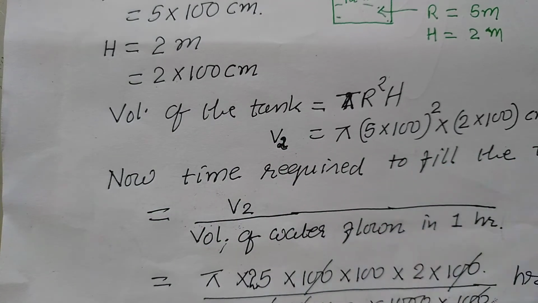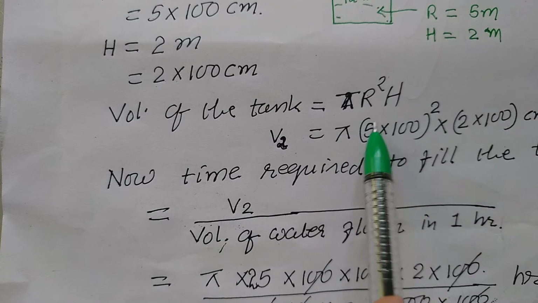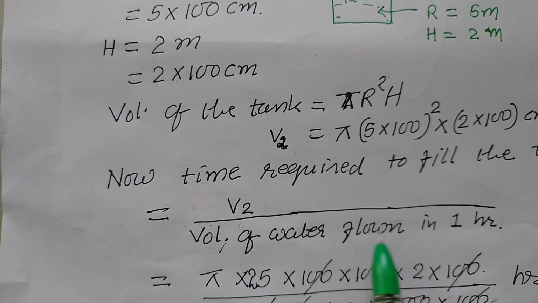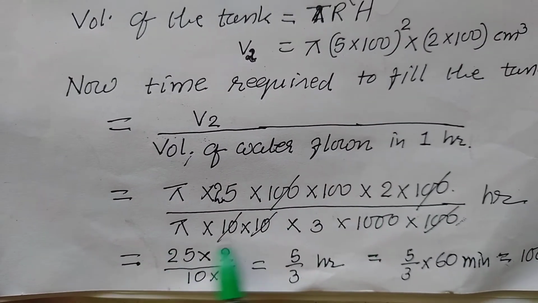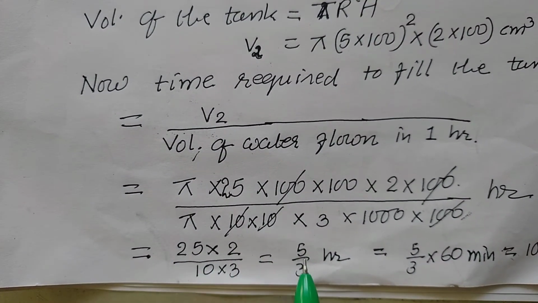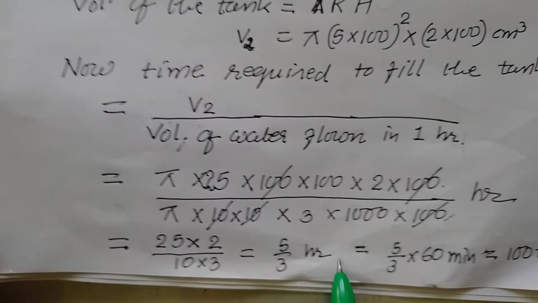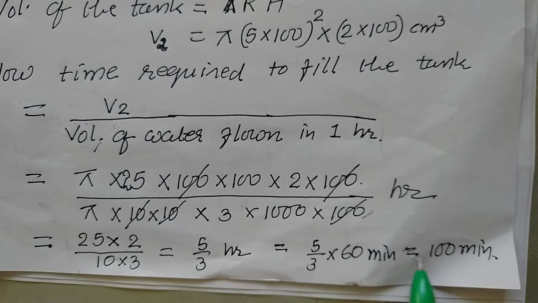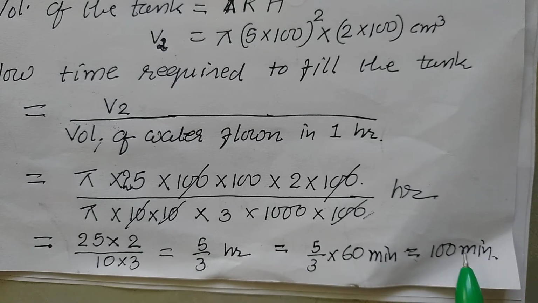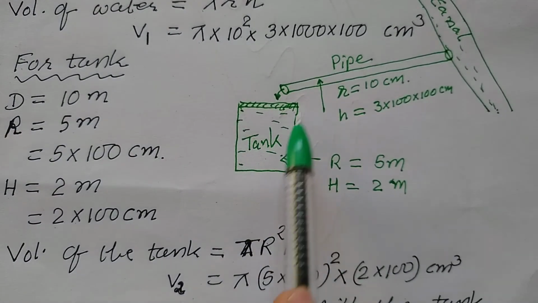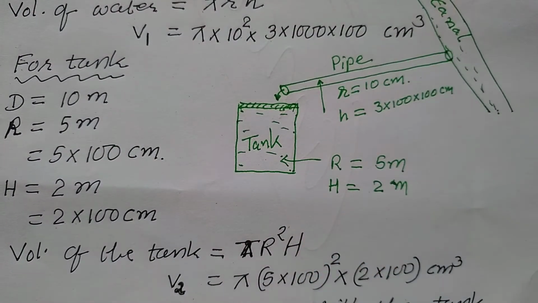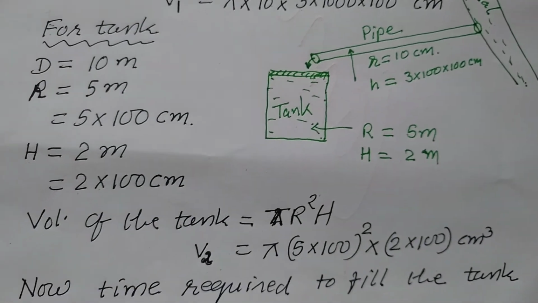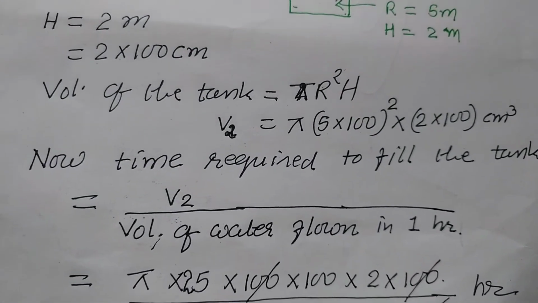Now the time required to fill the tank means the volume of the tank divided by the volume of water flowing in 1 hour. So all values we kept here, and we simplified. Finally we got 5 by 3 hour, that is 5 by 3 converted into 60 minutes. Cancellation. 100 minutes are required to fill this tank through this pipe. This pipe comes from this canal. Okay children, so slowly here I am showing you.